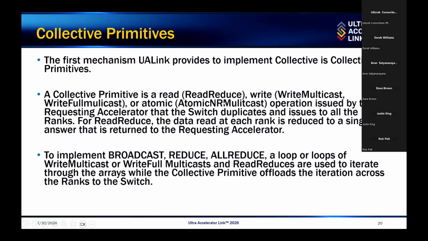So to implement the broadcast, reduce, or all reduce collective, we use a loop or loops of write full or write full multicasts and read reduced that will iterate through the arrays. The collective primitive offloads the iteration across the ranks. So for a collective primitive, the switch will take care of the different ranks, but the software and the accelerator still need to iterate through the array.